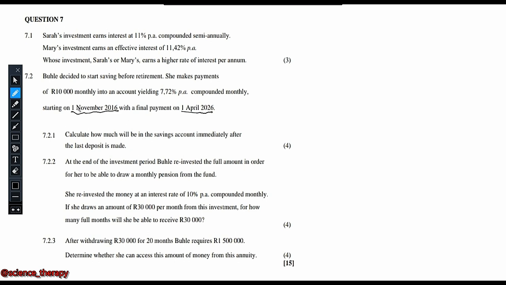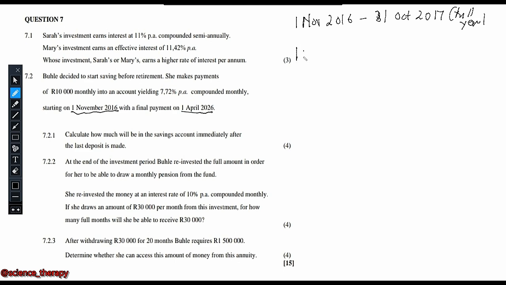So now the biggest challenge with this question was finding the number of payments that have been made between 1 November 2016 to 1 April 2026. So let me break it down for you. Now, agree with me that from 1 November 2016 all the way to 31 October 2017, this is where we're going to have a full year, right? So a full year will be represented by this period here, from 1 November 2016 all the way to 31 October 2017. That's a full year.